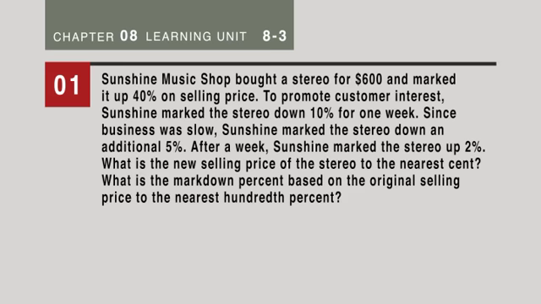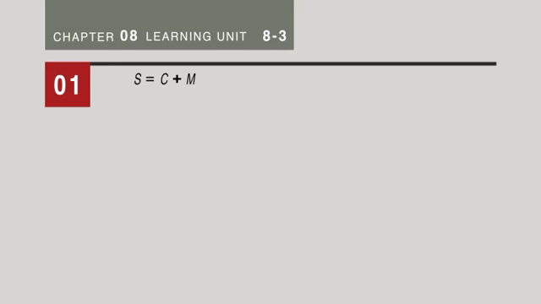So we have to figure out what that original selling price is going to be. So it's going to be selling price equals cost plus markup. Our cost is $600. Our markup that we want on selling price is 40%. So we've got the selling price equals 600 plus 0.40 S. We need to combine like terms.